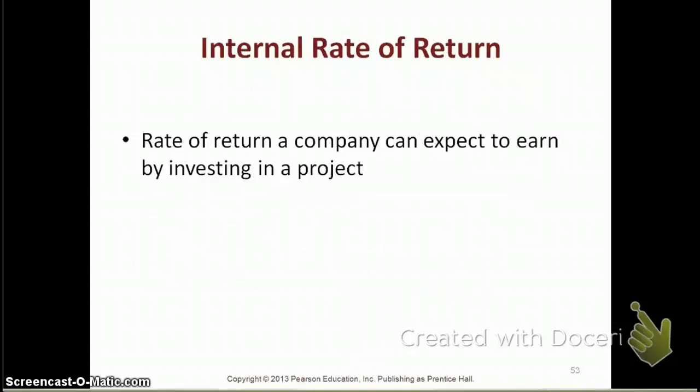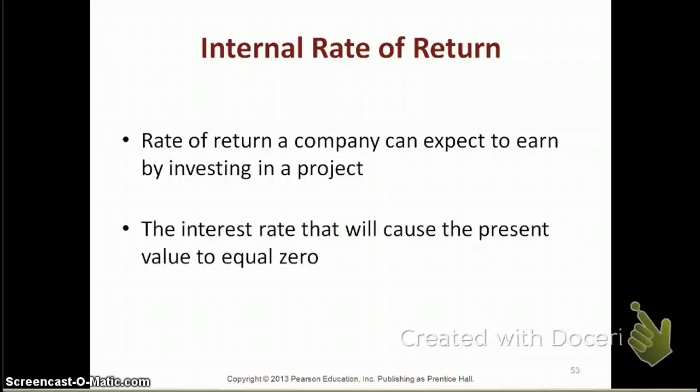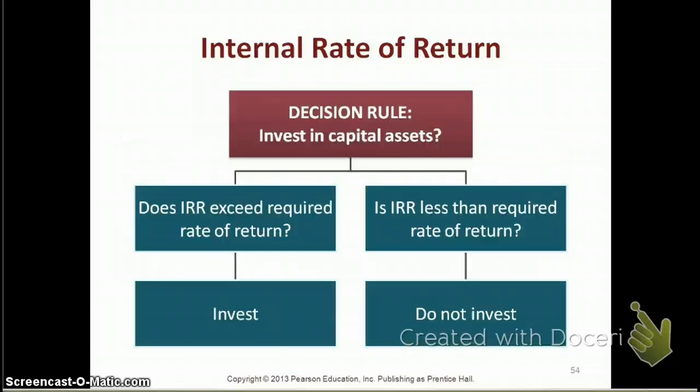The fourth and final method of capital budgeting analysis is the internal rate of return. This is the rate of return a company can expect to earn whenever they invest in a project. It is also the rate of return that will cause the net present value to be equal to zero. And that's pretty much all you need to know about internal rate of return. We will not talk too much more about this, and you don't need to know how to calculate it.